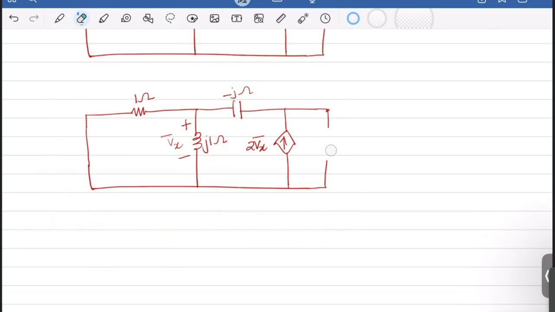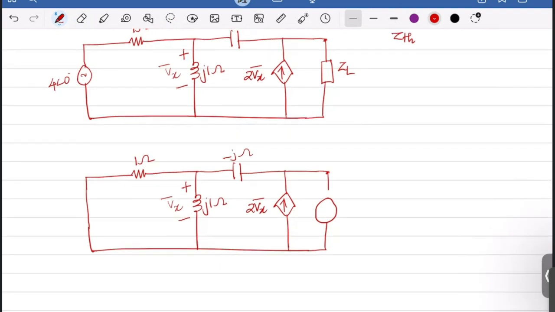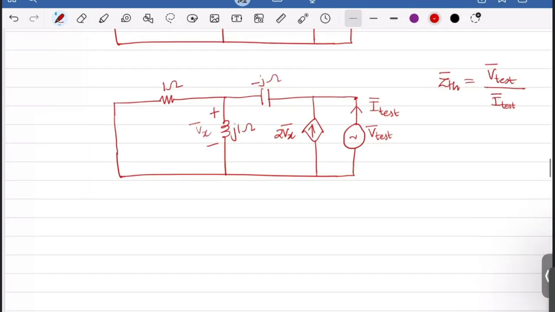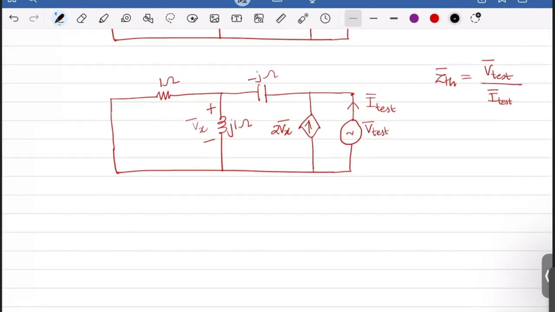The next step is to apply the test voltage. So you have to remove your load impedance and apply a test voltage. Now the circuit will draw a current, which is the test current, and your Thevenin equivalent impedance is V test by I test. So you just have to solve this circuit using any of the basic electric circuit solving methods which you studied. I'll go for nodal analysis.